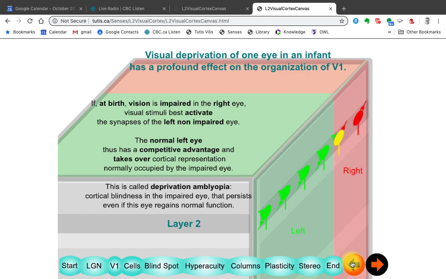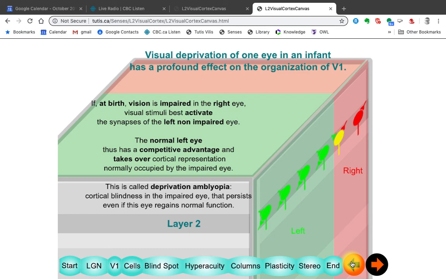If at birth one eye is impaired, and this impairment is happening at birth, so it's at what is called a critical period. This critical period lasts for a year or two after birth. So if one eye is impaired, that eye is at a disadvantage.